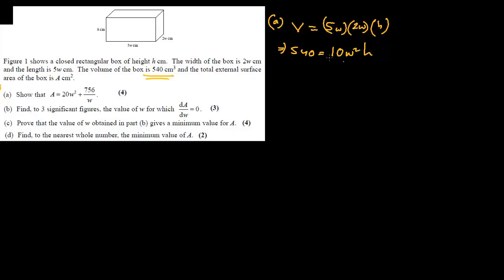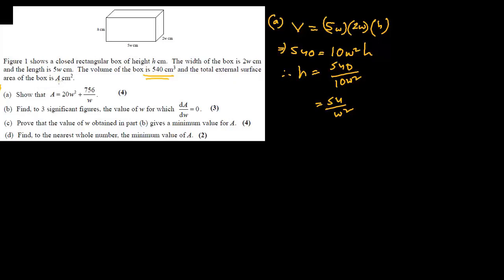So it is obvious the volume information is given only to find the expression for h. So h can be written as 540 divided by 10w squared, which is 54 by w squared. This is an expression for h. Now what we have to do is the total surface area of the box, which is A.